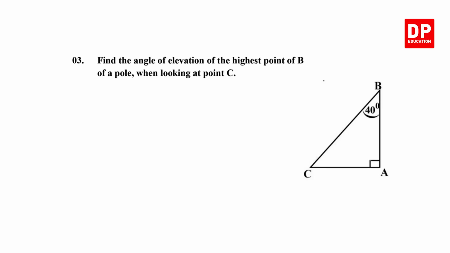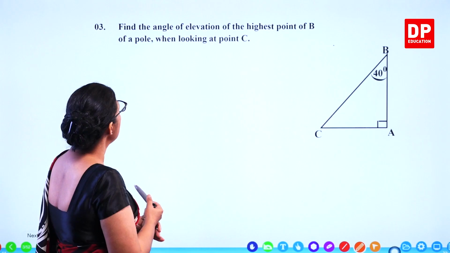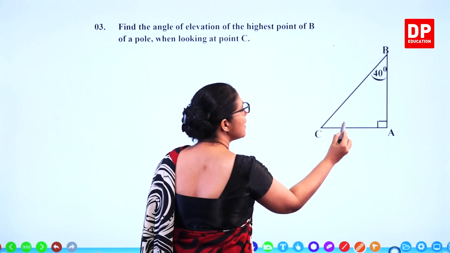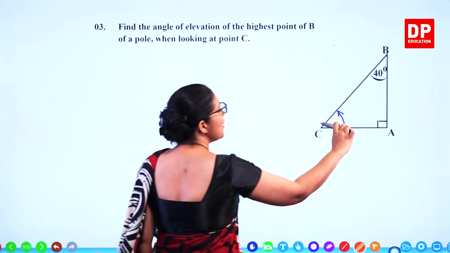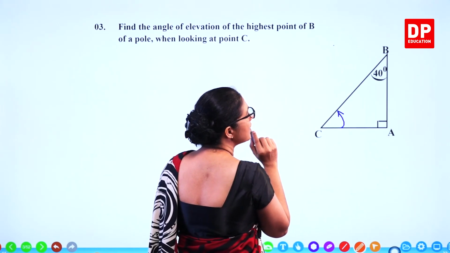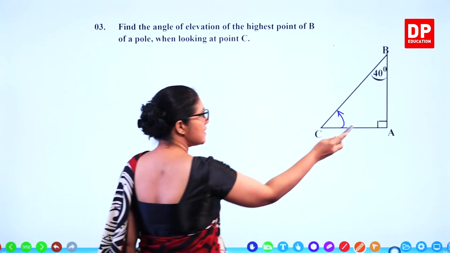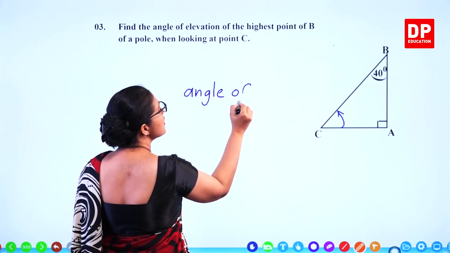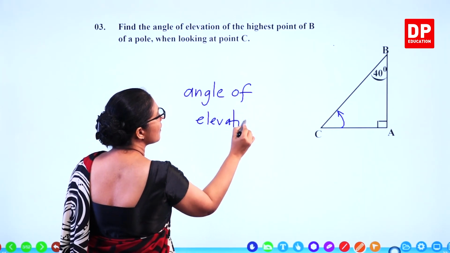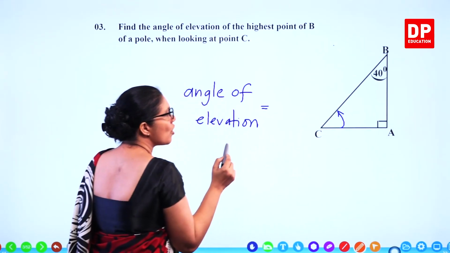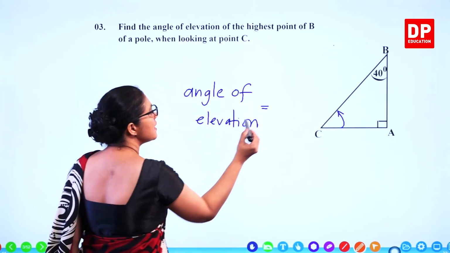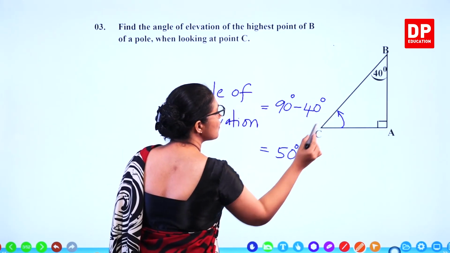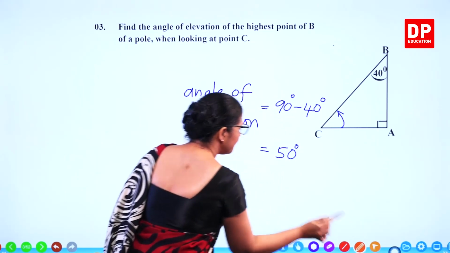Question number 3. Find the angle of elevation of the highest point B of a pole when looking at point C. From here, what's the angle of elevation? This angle from the horizontal is the required angle. The sum of angles in a triangle is 180. This is 90 and this is 40. So the angle of elevation is equal to 90 minus 40, because these two add up to 90 and with this 90, that's 180. 90 minus 40, you get 50 degrees. So that's 50. 2 marks for that.